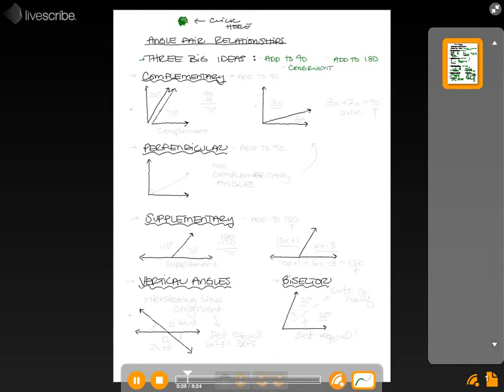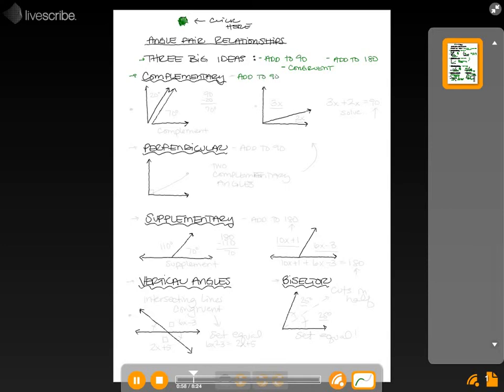And we'll look at how to set up the equations and which of the 5 angle relationships falls into each one of these categories: adding to 90, adding to 180, or being congruent. So the first type of angle pair relationship we're going to look at is complementary angles. Complementary angles add to 90.